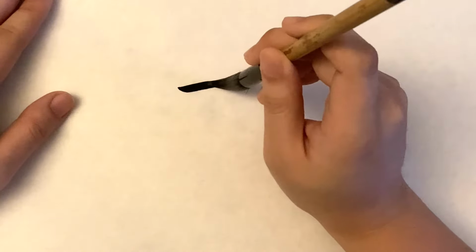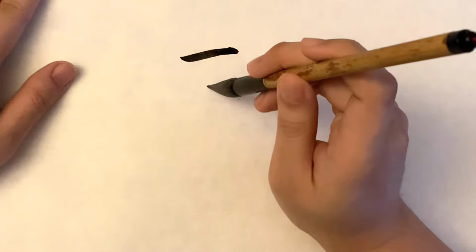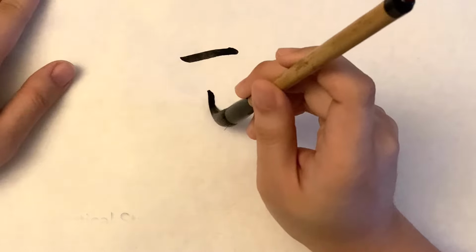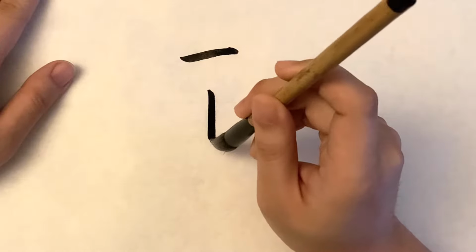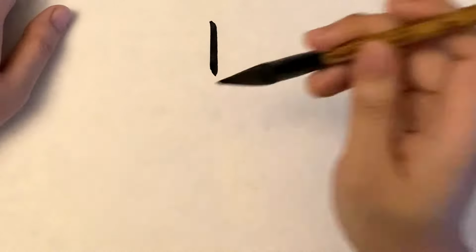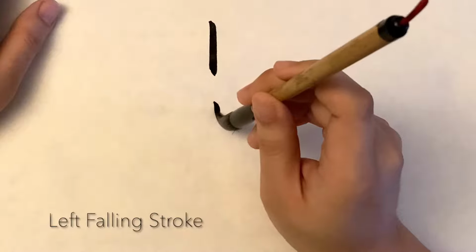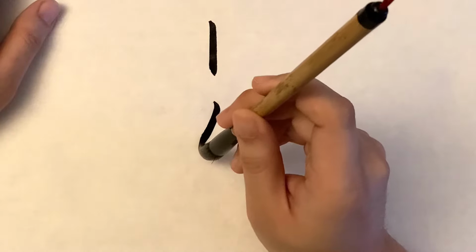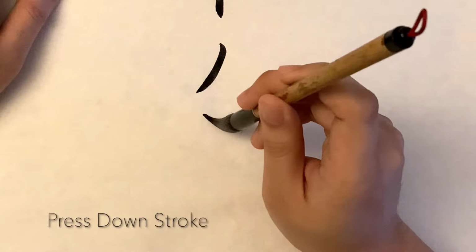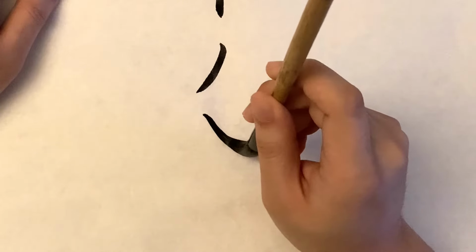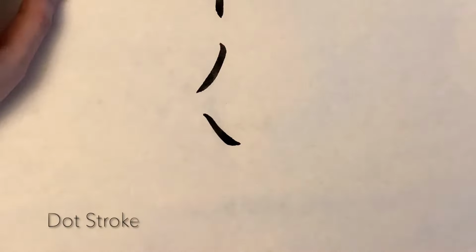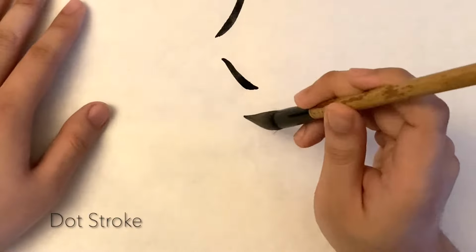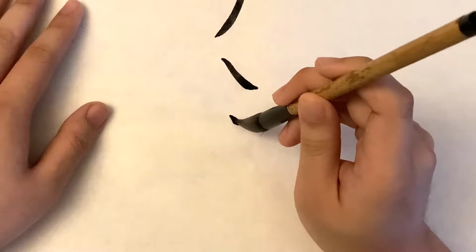Basically, we have the horizontal stroke, the vertical stroke, left falling stroke, press down stroke, and the dot stroke. There are more strokes in the Chinese calligraphy, but these are some of the most essential ones that I'll be using for my list.